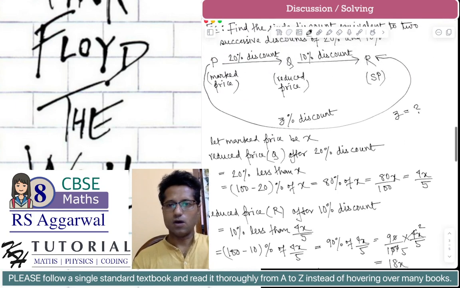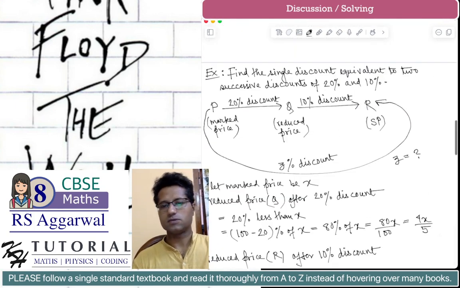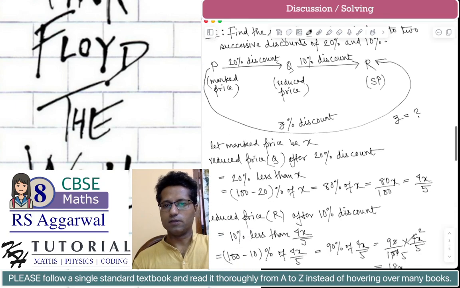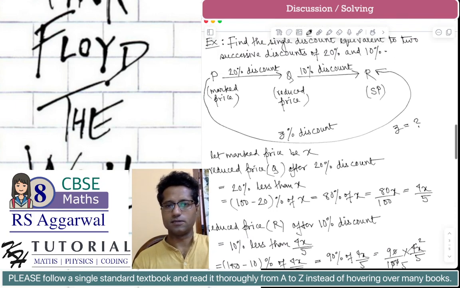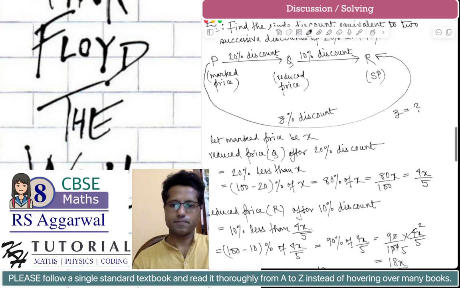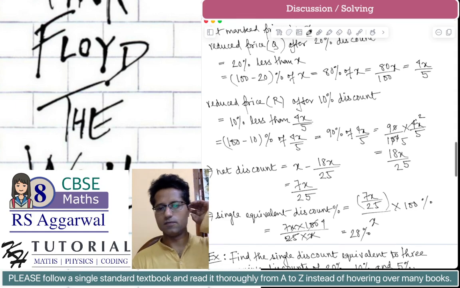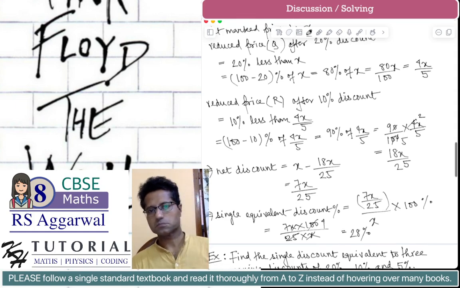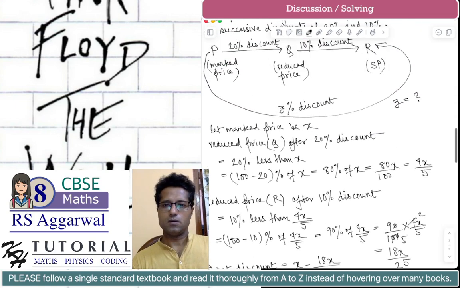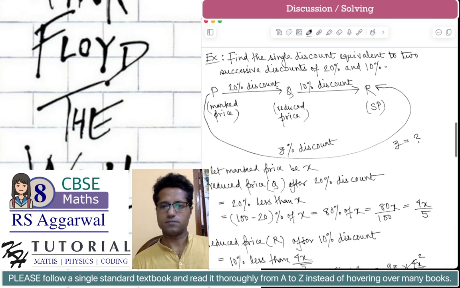I hope it is clear how we are applying the successive discounts and how we are computing the intermediate reduced prices, that is Q and R, and since there are two successive discounts, R will be the final reduced price, which is also the selling price. From the final reduced price we are finding the net discount based on the mark price, and if we know the net discount and the mark price, then we can find the discount percentage. Okay, you can take a screenshot if you wish.